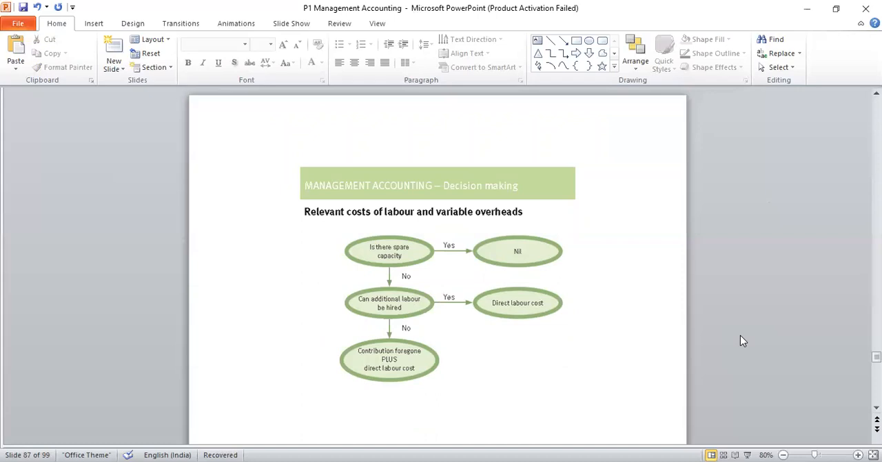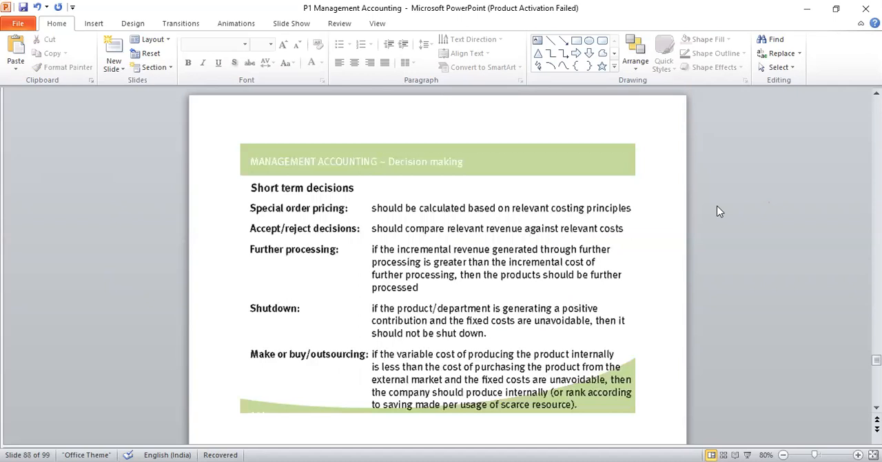Similarly, for labor and overhead, if it is labor and variable overhead, is there any spare capacity or no spare capacity? Can additional labor be hired? It goes like that, right? Decisions would be taken in this particular fashion.